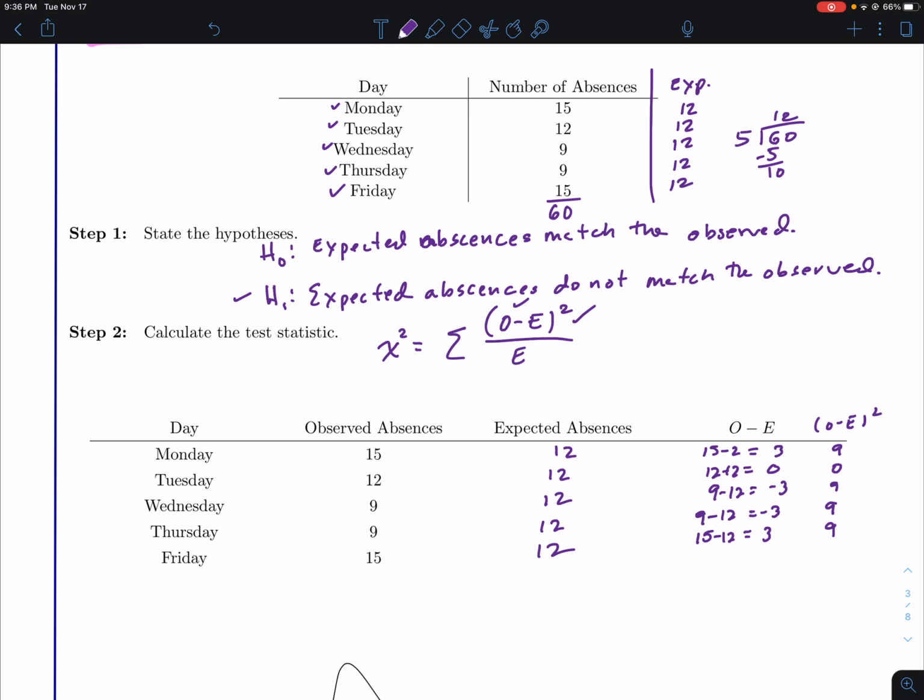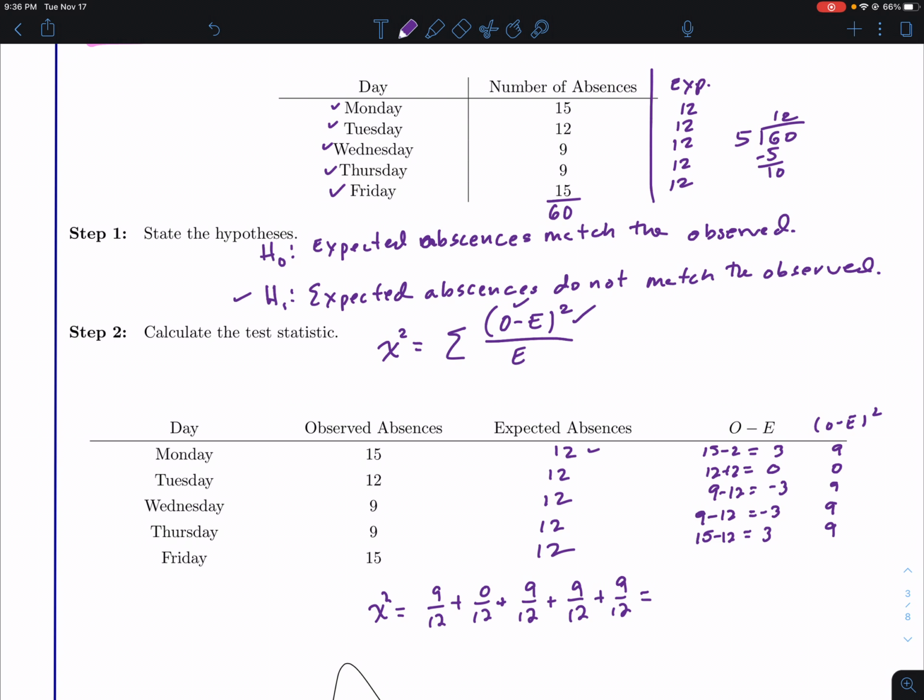So now what we want to do is sum all these together and divide by the expected absences in this case. So what we're looking at is 9 over 12 plus 0 over 12 plus another 9 over 12 plus a 9 over 12, 3 9 over 12s.